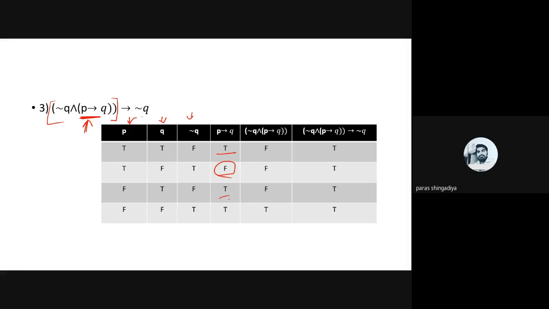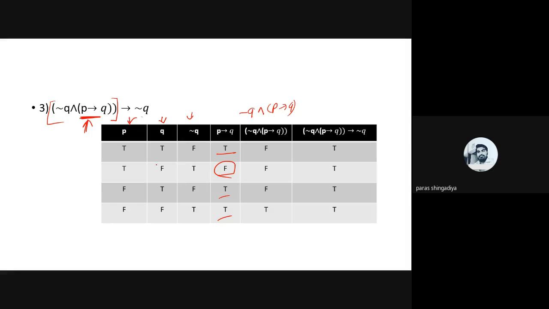So check this p conditional q. This is the output of p conditional q. It is now easy to verify. And now check this bracket. In this bracket we'll check the answer of negation q and p conditional q. Here the AND operator is there. So what is the meaning of the AND operator? If both outputs are T in such a row, then it will be T, and in all remaining cases it will be false.